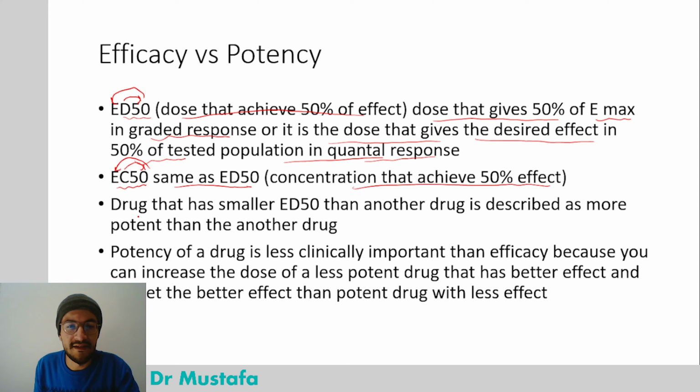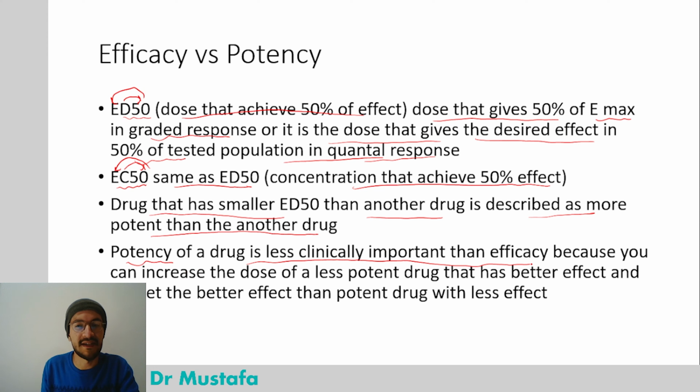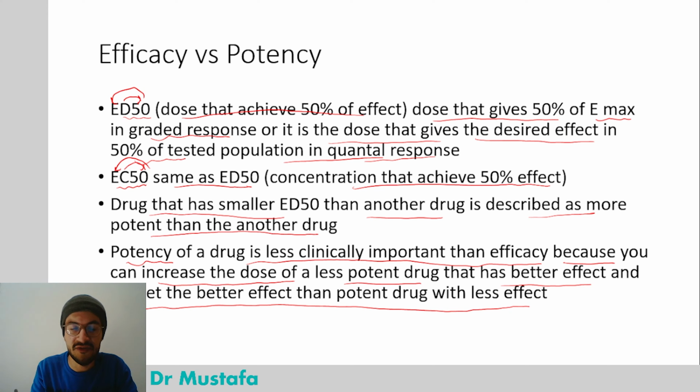The drug that has a smaller ED50 than another drug is described as more potent than the other drug. A smaller ED50 means the drug achieves 50% of the effect at a smaller dose than another drug, so it is more potent. The potency of the drug is less clinically important than the efficacy, because you can increase the dose of a less potent drug that has a better effect, and we get a better effect than the potent drug with less effect. We will explain that in the next slide, where we draw a dose response curve and explain the efficacy and the potency.